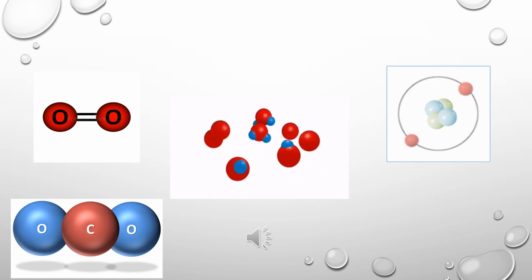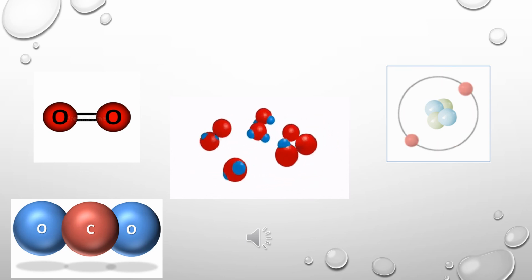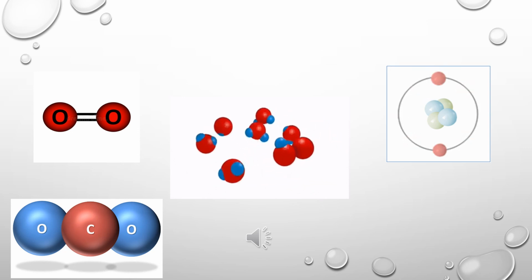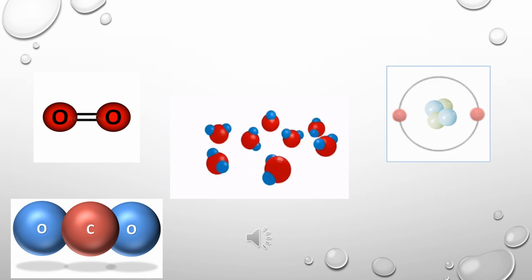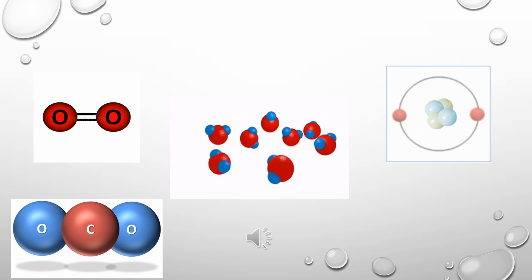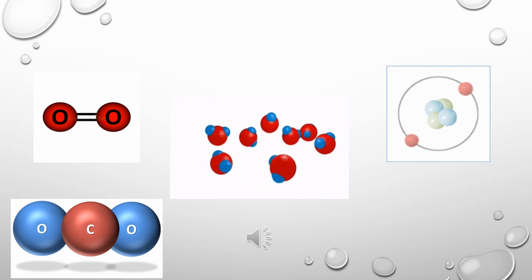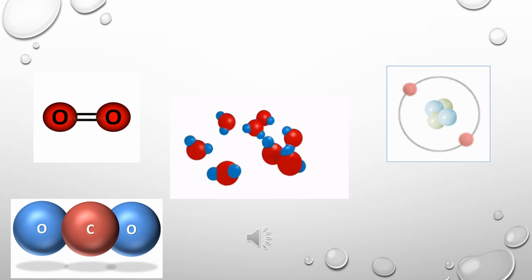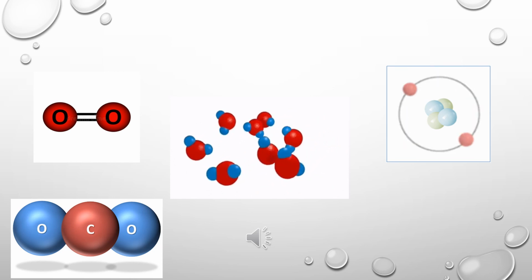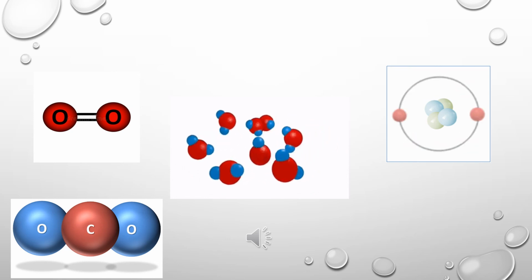The figure in the middle shows the representative particles of water, that is, water molecules. And then this last figure shows the representative particle of helium gas, that is an atom. The representative particle of helium is an atom. So all these figures show different types of representative particles, depending upon whether we have elements, compounds, or ionic substances. The representative particles can be atoms, molecules, or formula units.